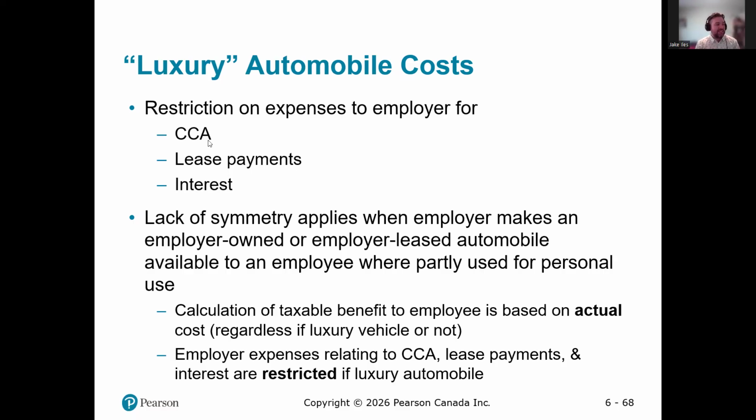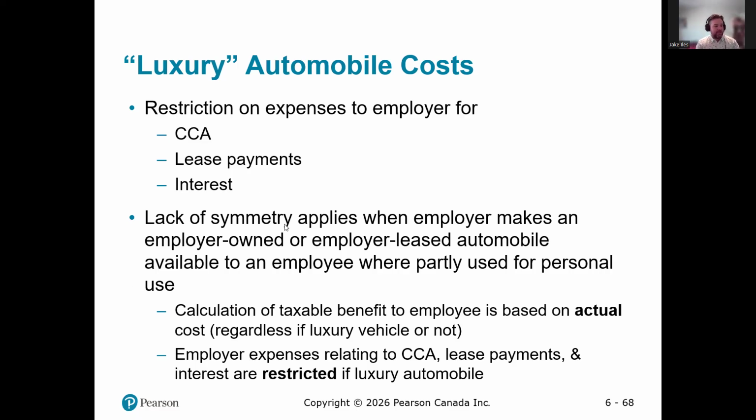But CCA is not the only cost related with owning the vehicle. There's also, what if I don't buy the vehicle, instead I lease it? Well, what's a reasonable and unreasonable lease payment? If I finance the car, a very expensive car is going to have a very large loan, so the interest charge can be quite high. So what's a reasonable interest rate?